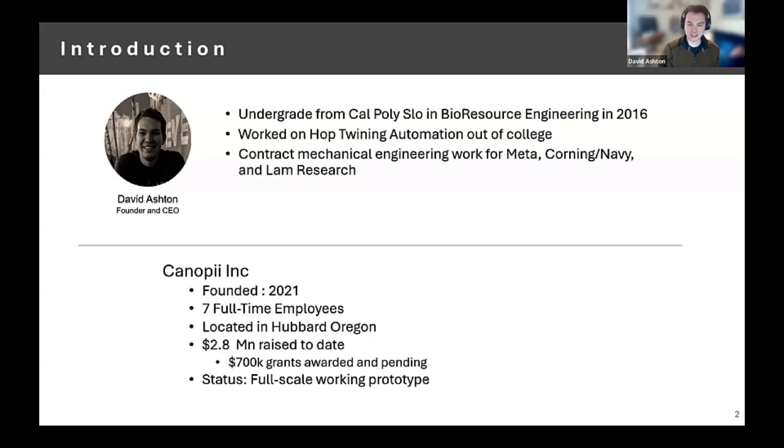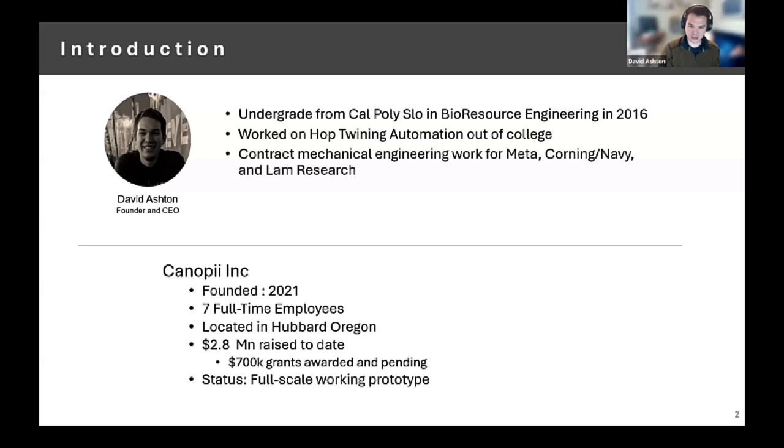In 2021, I started this company. We are now 7 full-time employees. We're currently located in Hubbard, Oregon. No one probably knows where that is. It's about 45 minutes to an hour south of Portland, Oregon. Currently, we've raised about $2.8 million, and we have about $700,000 in grants awarded and pending. Those have been delayed for obvious reasons with the federal government.